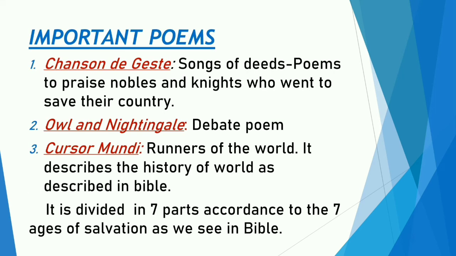Now we will look at some important poems of this age. The first one is Chansons de Geste, which means songs of deeds. These are the poems to praise nobles and knights who went to save their country. And the second one is The Owl and the Nightingale. It is a debate poem. And the third one is Cursor Mundi, which means runner of the world. It describes the history of the world as described in the Bible. It is divided into 7 parts according to the 7 ages of salvation as we see in the Bible.